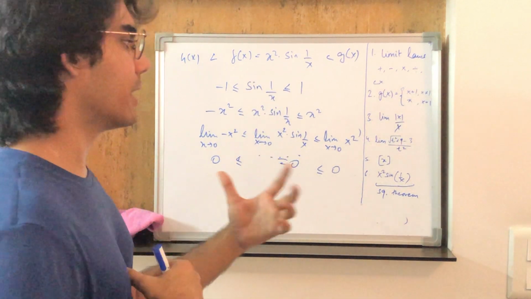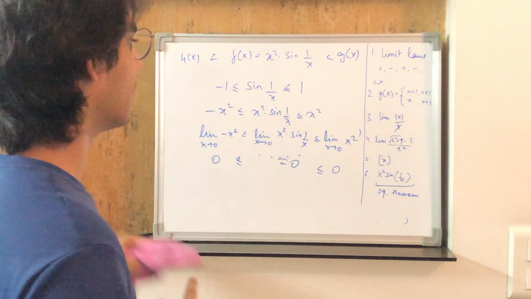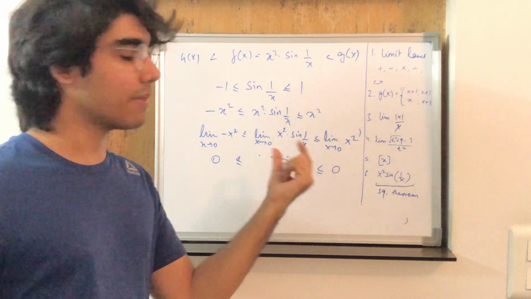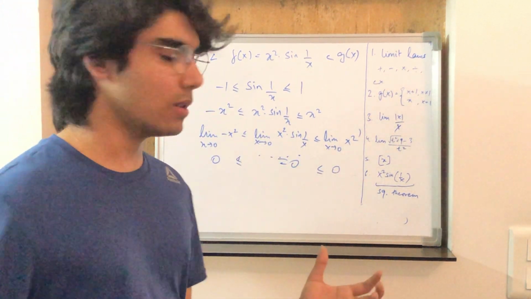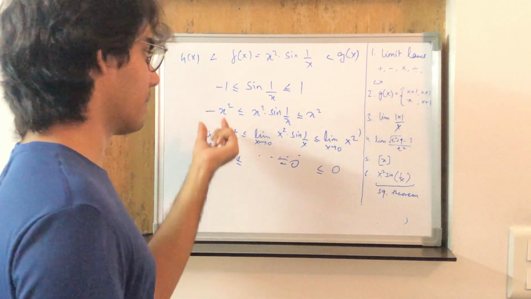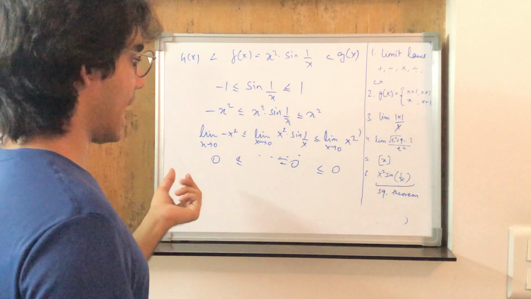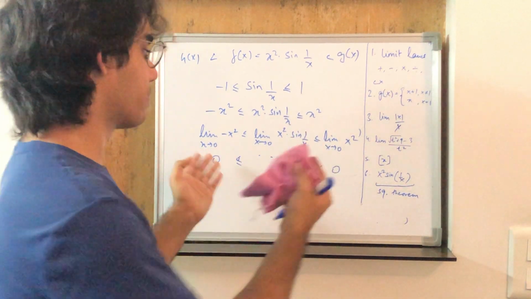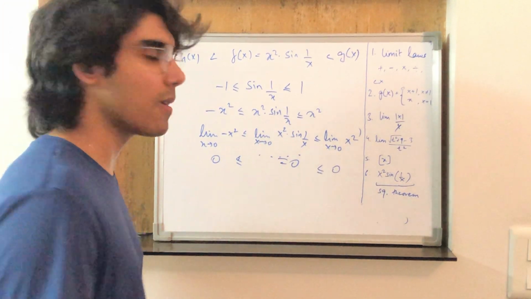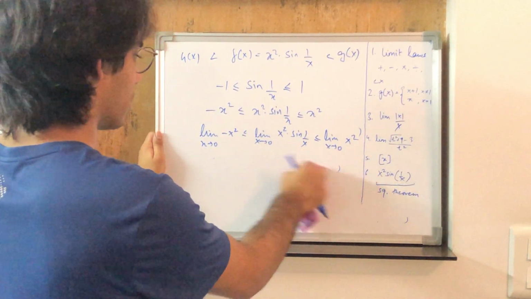I found this limit using the squeeze theorem because I know that these two functions are greater than or less than or equal to the function I have, f of x, and I can find the limit for these two. I know the limit exists between these two limits, and those turn out to be the same. Both of them turned out to be 0, so I know that the limit for this function is just going to be 0.